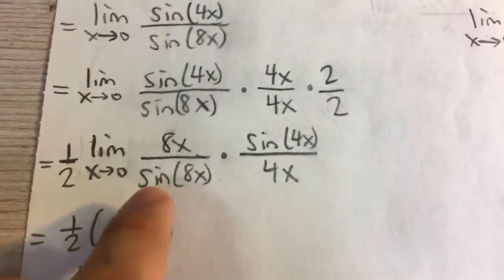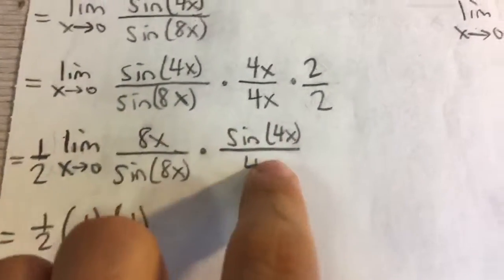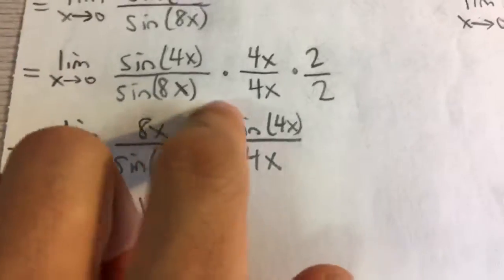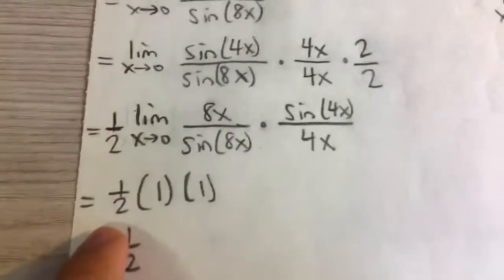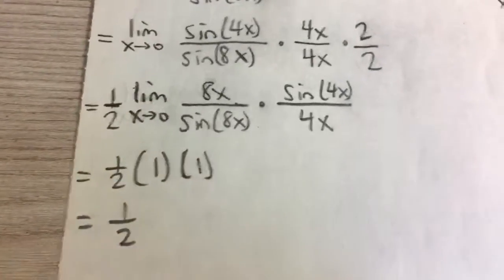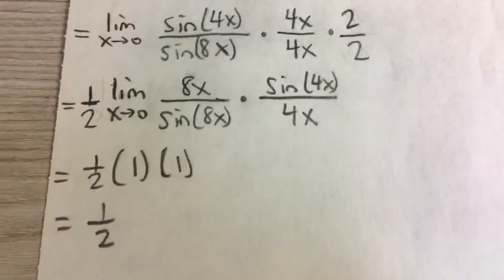And we know that the limit of a product of two things is the same as the limit of each individual one. And this goes to 1, and this goes to 1. And so 1/2 times 1 times 1 gives us 1/2. And so that is our final answer.